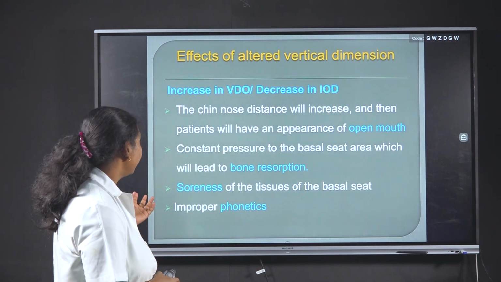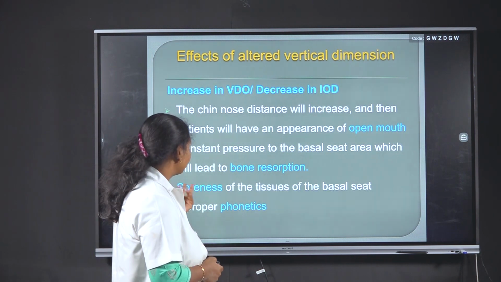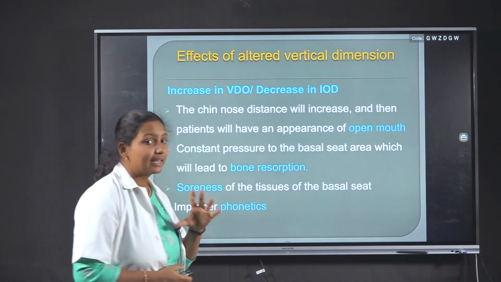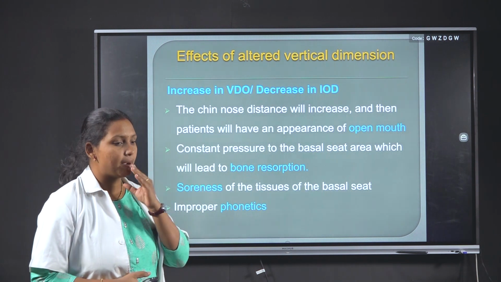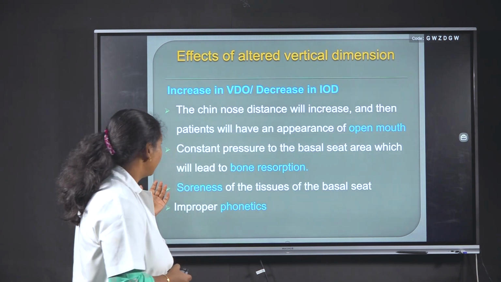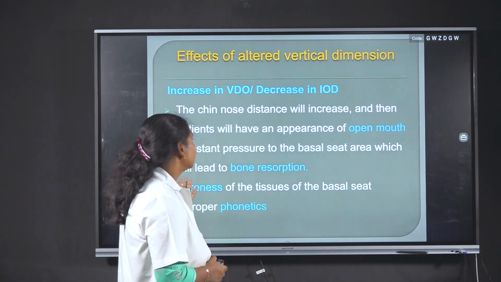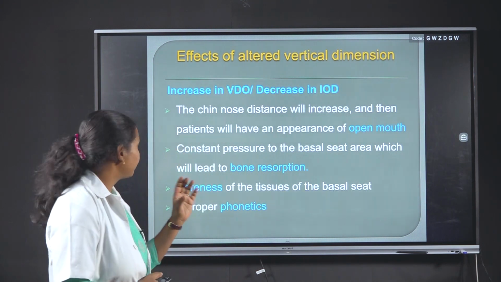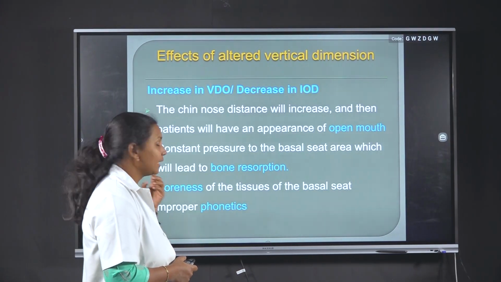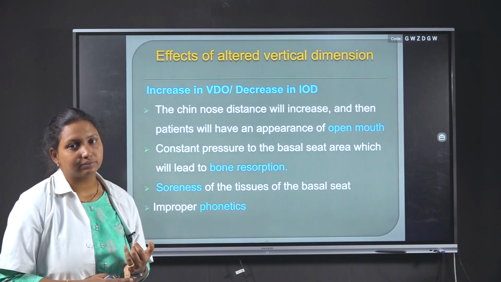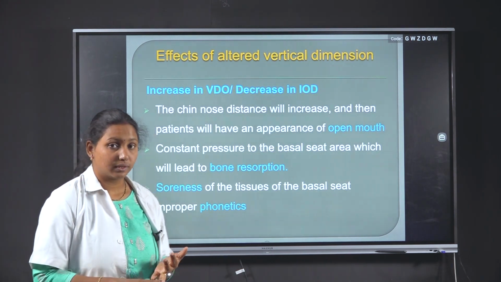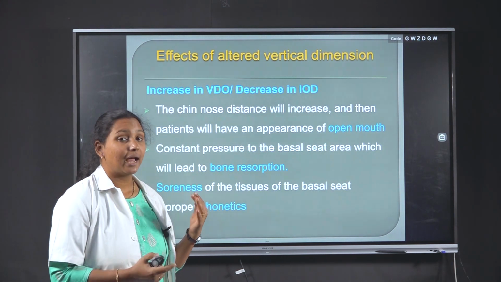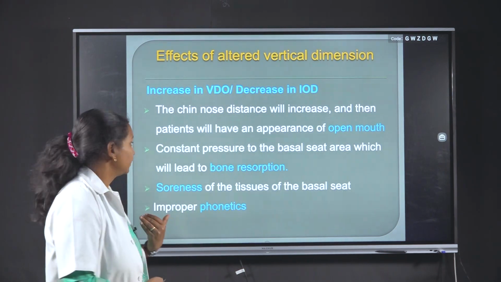If you give it like that, what happens is there will be an increase in chin-nose distance, and the patient's chin-nose distance will appear more, and an open mouth appearance will be there, and there will be improper phonetics. Your phonetics will be affected, and there will be soreness of the tissues and more bone resorption.